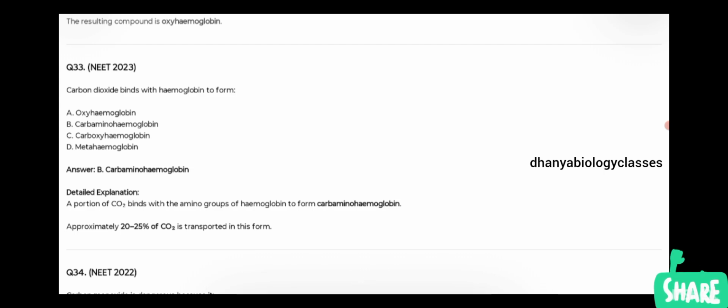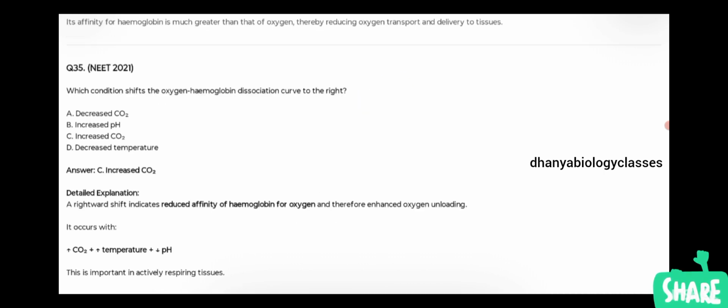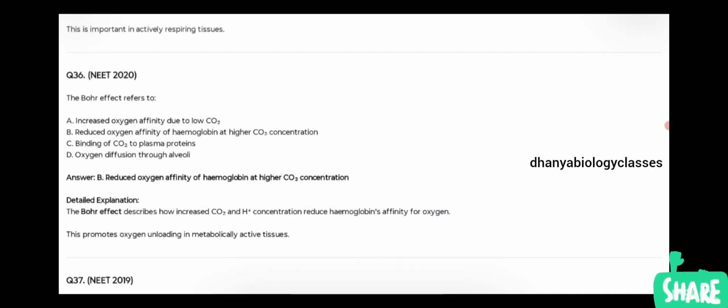Carbon dioxide binds with hemoglobin to form a product called carbaminohemoglobin. And next question, carbon monoxide is dangerous because it has very high affinity for hemoglobin, about 200 to 250 times more than oxygen. Which condition shifts the oxygen hemoglobin dissociation curve to the right? That is increased carbon dioxide. And this indicates the Bohr effect, or unloading of oxygen. The Bohr effect refers to reduced oxygen affinity because of higher carbon dioxide concentration. So this is the answer.